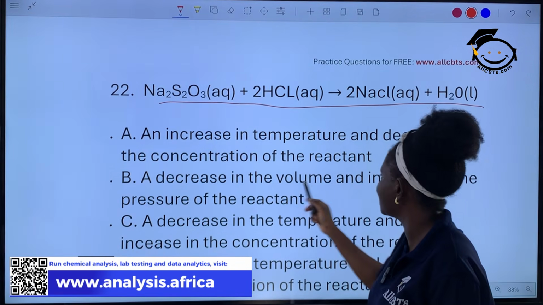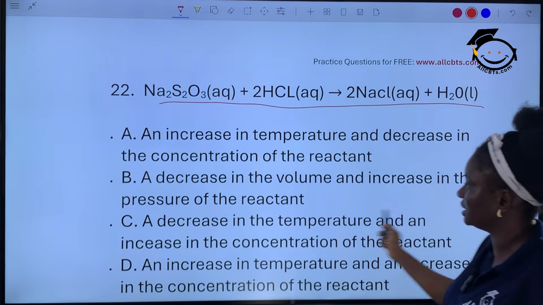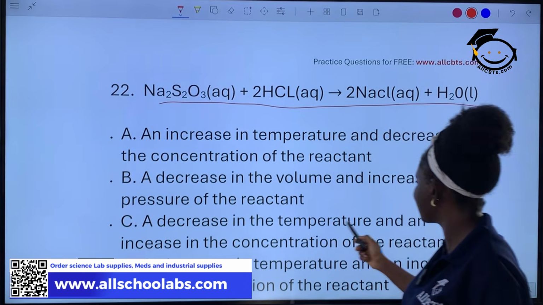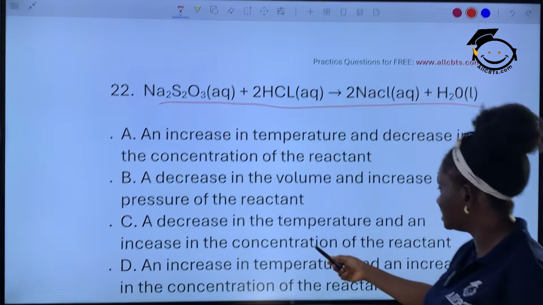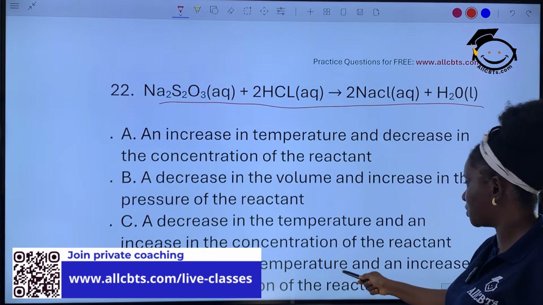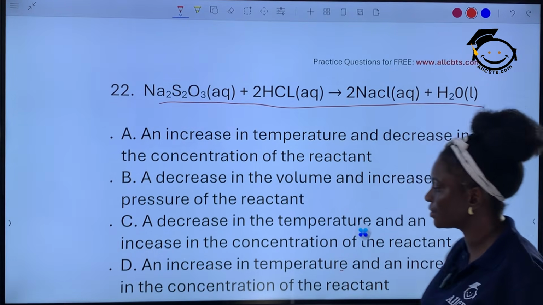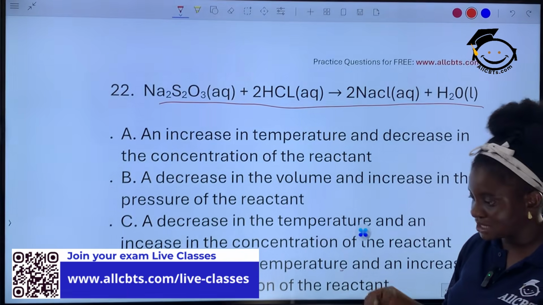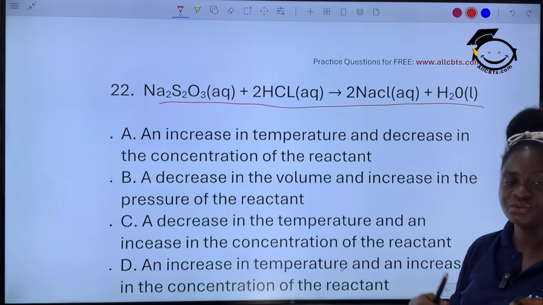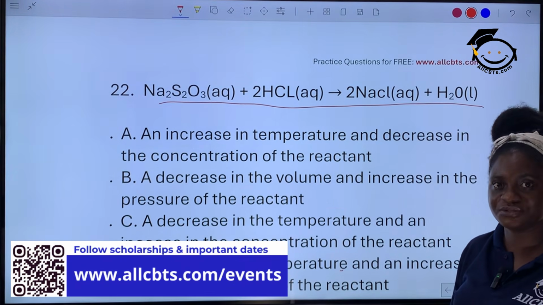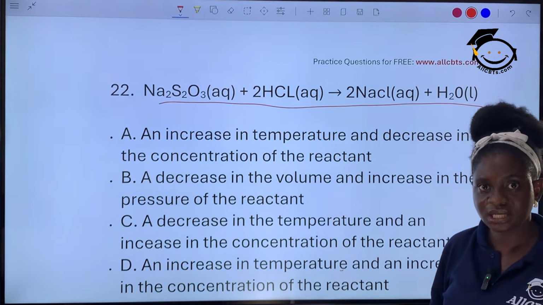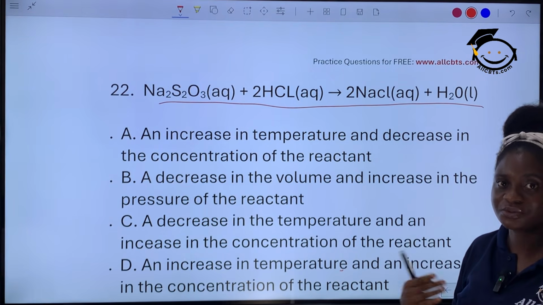B, a decrease in the volume and increase in the pressure of the reactant, is it correct? No. C, a decrease in temperature and an increase in the concentration of the reactant. D, an increase in temperature and an increase in concentration. Once temperature is increased in a reaction, it makes the reaction faster. It affects the rate of reaction. Also, when the concentration is increased, there is also an increase in the rate of reaction.